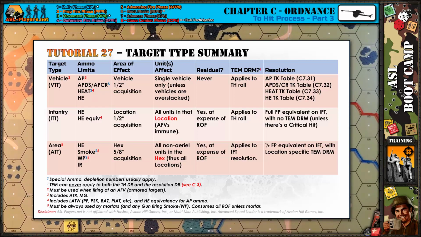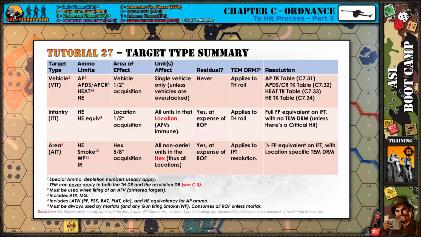Does it leave residual? Yes. But remember, if you choose to leave residual firepower, you lose your rate of fire. You get one or the other. TEM die roll modifier: it applies to the 2-hit die roll for infantry target type. And then resolution is full firepower equivalent on the infantry fire table with no TEM die roll modifier, because that applied to the 2-hit die roll. Unless there's a critical hit. If there's a critical hit, you do use the TEM, but you reverse the modifier.